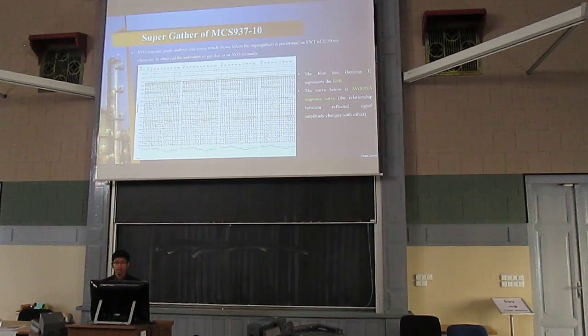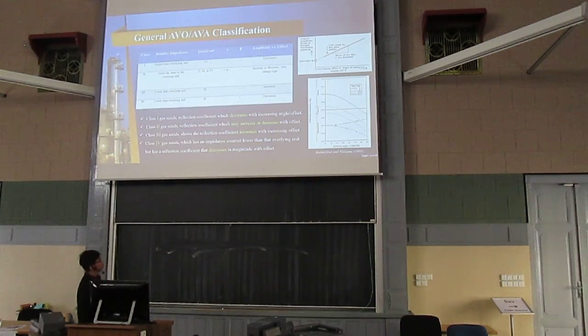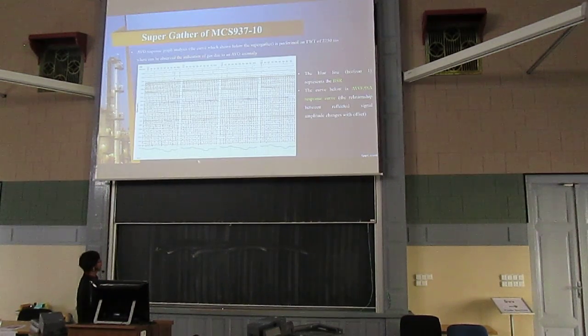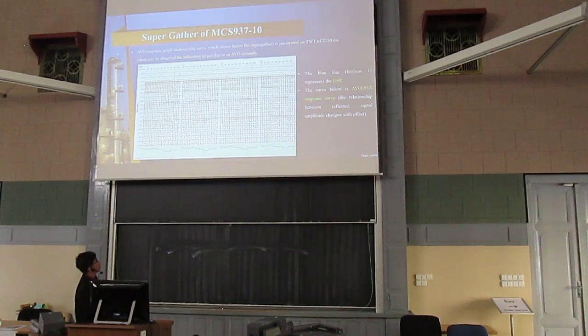And this is the super gather of the data. The super gather can be used to improve the signal to noise ratio. The blue line here represents the target area, which is the BSR, and this is the corresponding curve, which is the relationship between the reflected signal amplitude and the change in offset. From this curve, we can see that the amplitude increases with the offset.